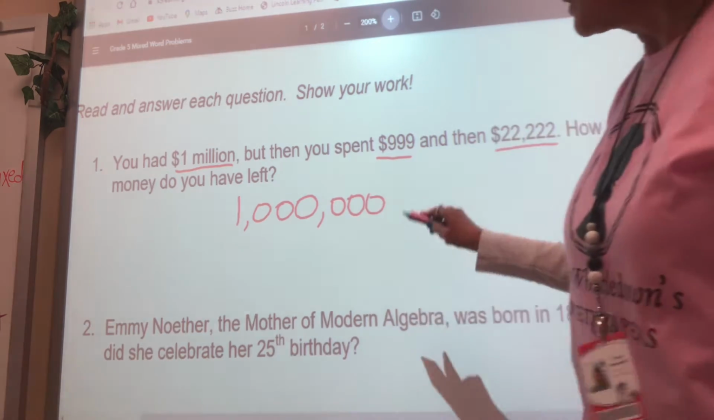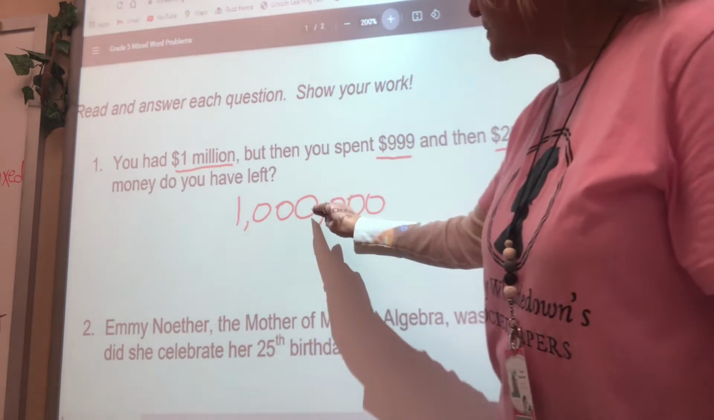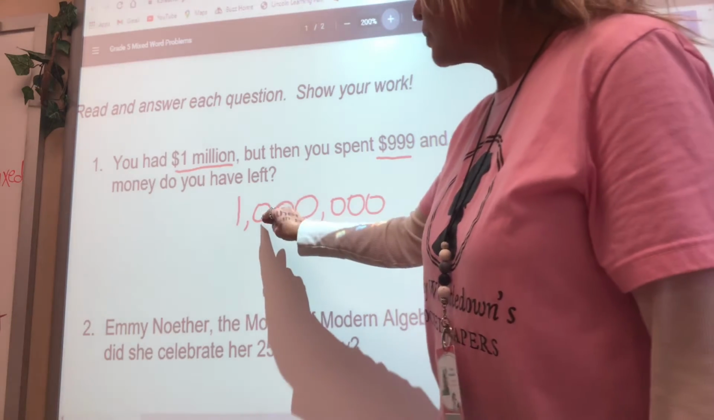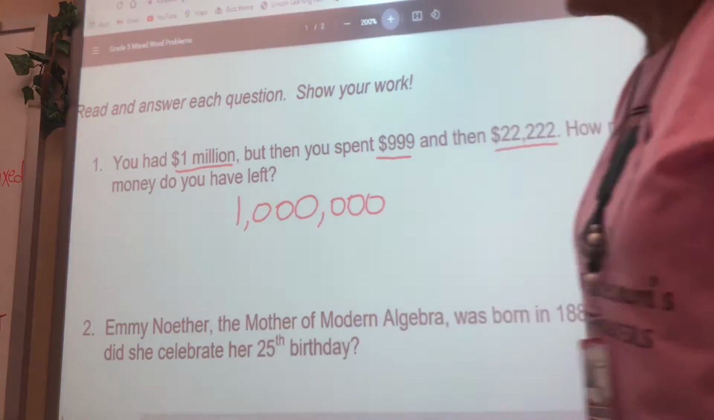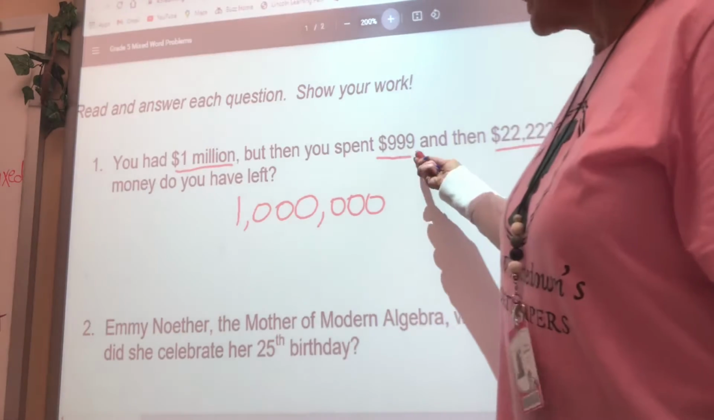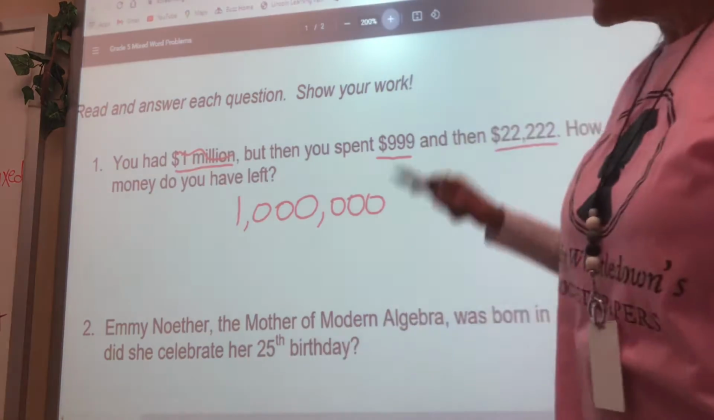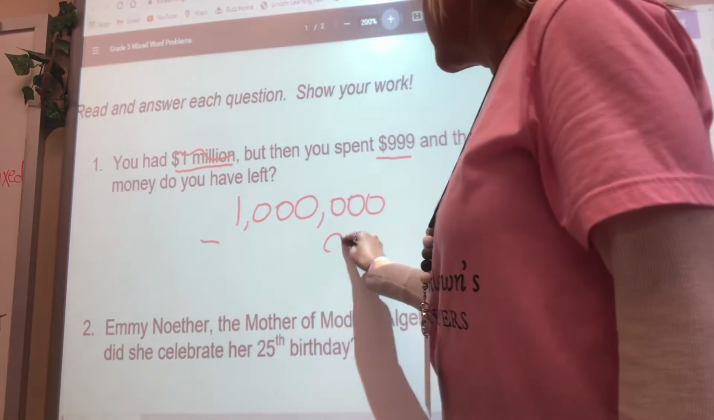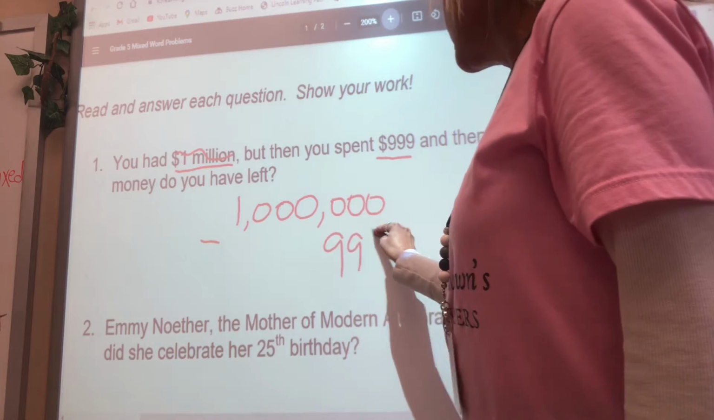Let's see if we're there yet. We have ones, tens, hundreds, thousands, 10,000s, 100,000s, 1 million. All right, so we've got there. No, we've got that. $999. So we take away $999.